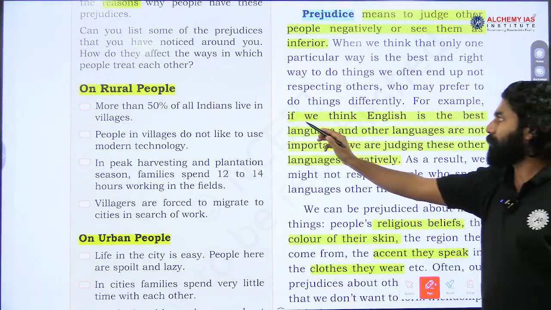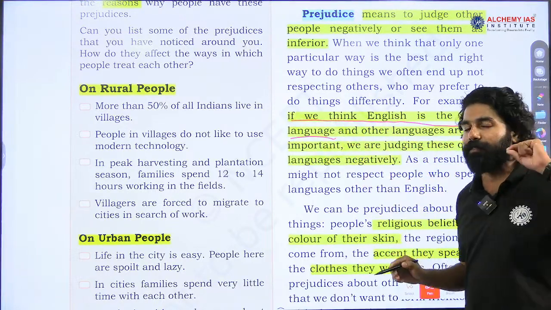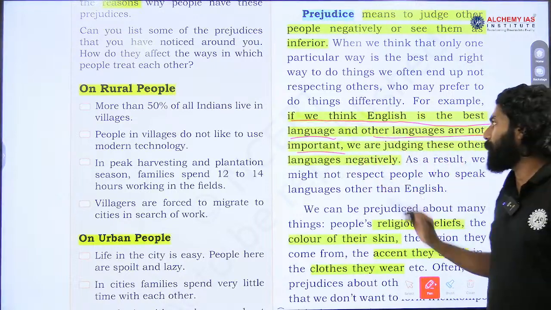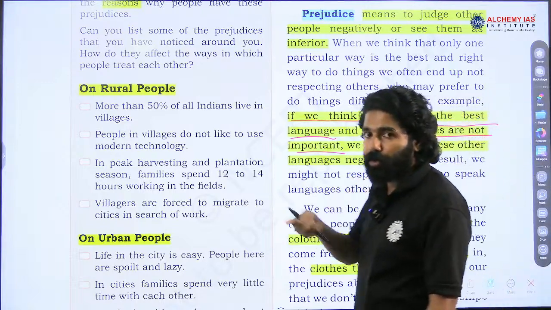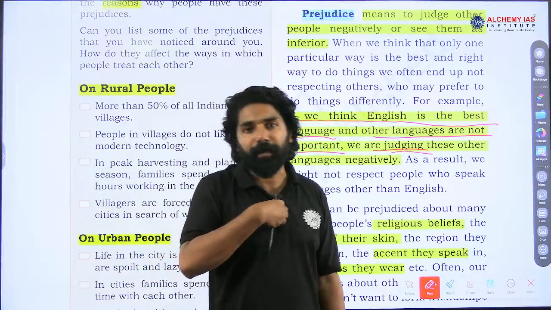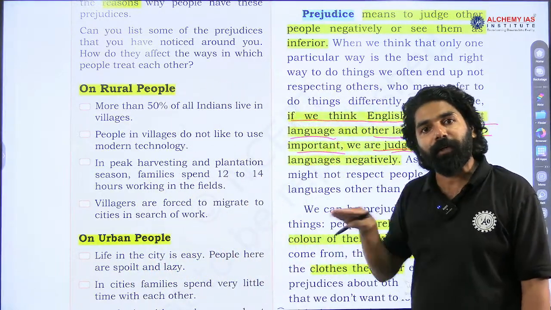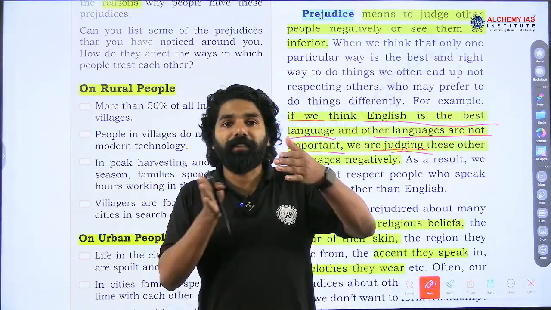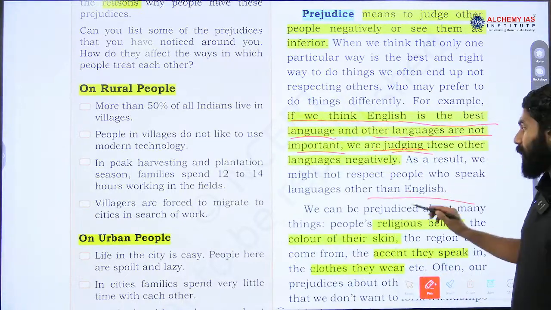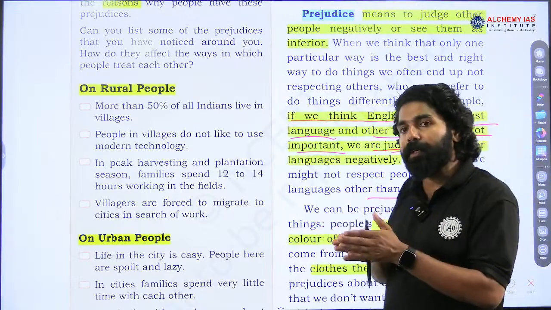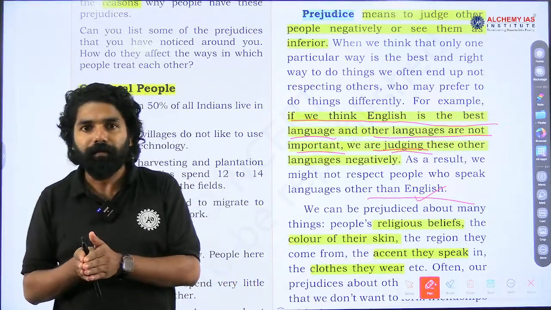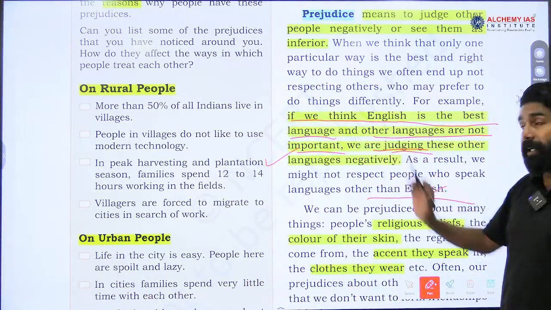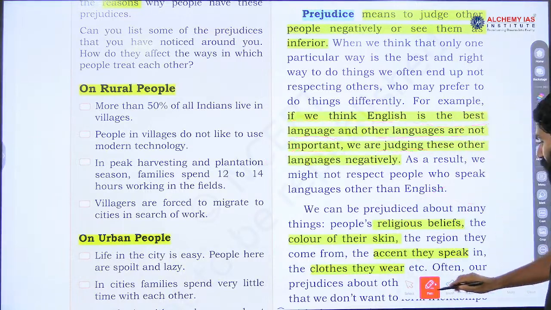Similarly, another example is given. For example, if you think English is the best language, this is a prejudice that we have. English is the only best language, and other languages are bad, not as good as English, not important. Then we judge people by the way they speak a language. Those who speak English, we may say they are very good, they have good quality. We make these judgments because we think English is the best language. Whenever any section of people speak a language other than English, we may think they are inferior, they are not good. So we make judgments according to the language people speak. This is another example of prejudice towards another section of people or an individual because the language they speak is different. This is one example of the prejudice given in this paragraph.